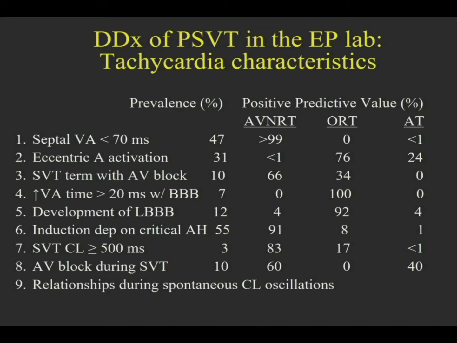Something has to be conducting really slowly, and it's pretty unusual. It goes over the AV node and up a rapidly conducting pathway and gives you a tachycardia cycle length that long. If you have AV block during tachycardia and it continues, that means the ventricle is not part of the circuit. It rules out ORT or AV reentry. And then we talked a little bit about the relationships with wobble, which was not something that we looked at in this study.